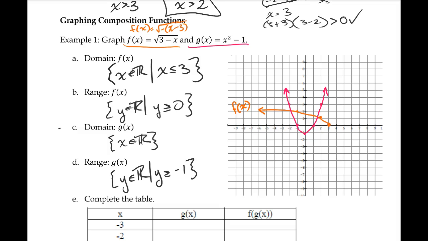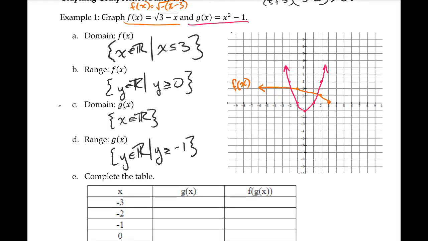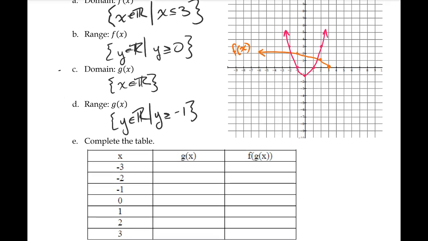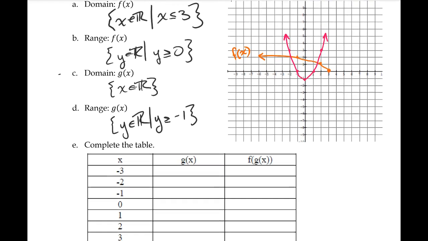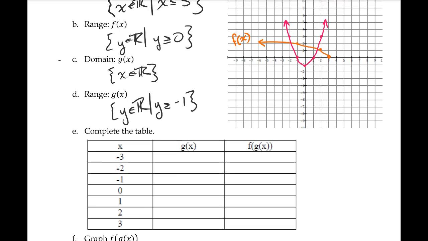So again, you could write this in interval notation. I just figured I'd switch it up since my bias is towards interval notation. You've seen that a lot. Okay, complete a table if we're talking g of x and f of g of x. So g of x, if we go in here, -3 should be 8, 3, 0, -1, 0, 3, and 8.